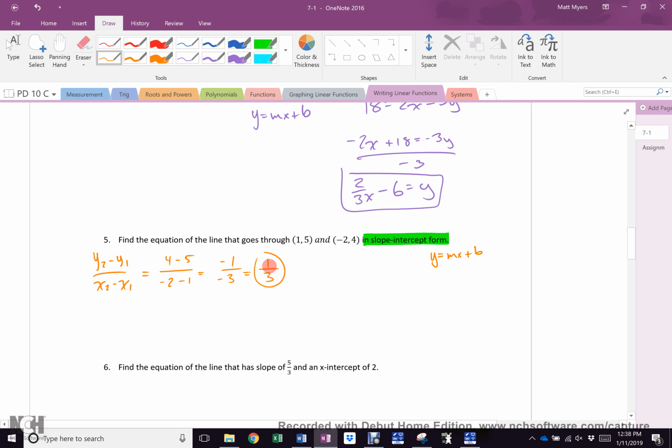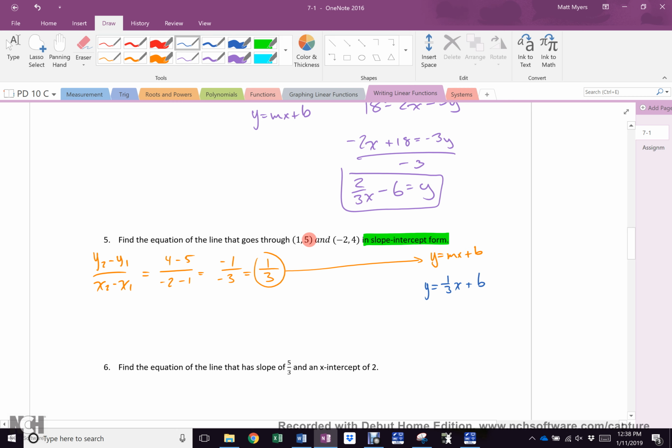How can I use that in that? Right. y now equals 1/3 x plus b. What is wrong with this? I need a b. How can I find a b? Well, what letter is that? Y. What letter is that? Y.